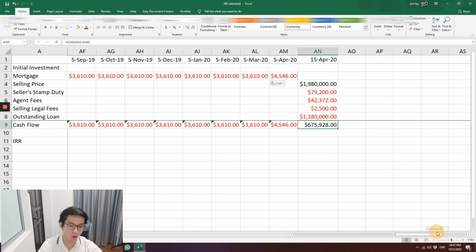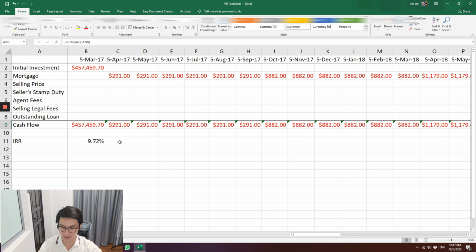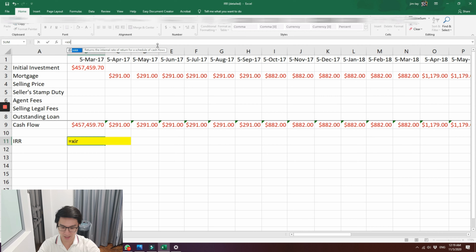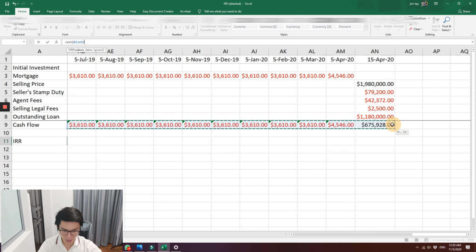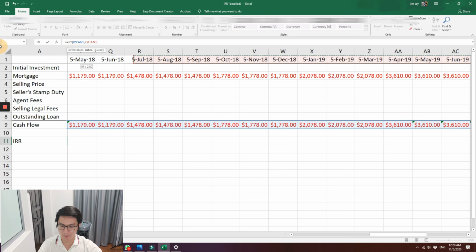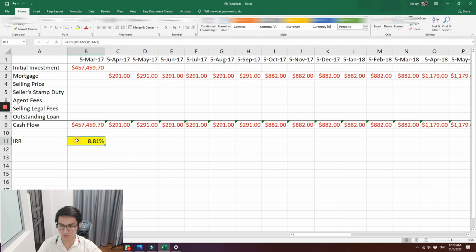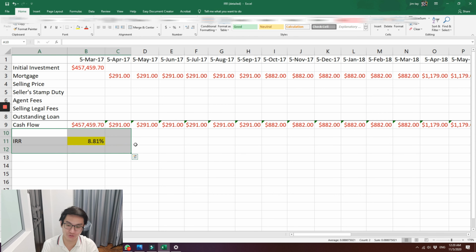Now that we have all the cash flows at these various periods, we can calculate the IRR. The formula I use here is XIRR. You have two sets of data here. One is the values, where you select all the cash flows for the entire period. The second are the dates, which is your first row. Ta-da! You get a figure of 8.81%, which is your IRR or your annual growth rate.